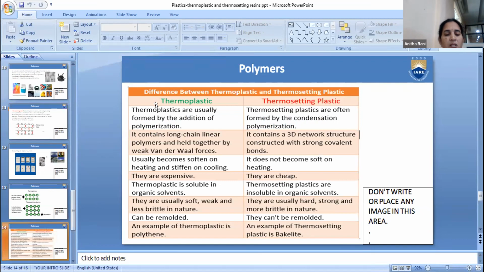The first difference we can see: thermoplastic resins are formed by addition polymerization, and thermosetting plastics are formed by condensation polymerization. Thermoplastics by addition, thermosetting plastics by condensation polymerization.